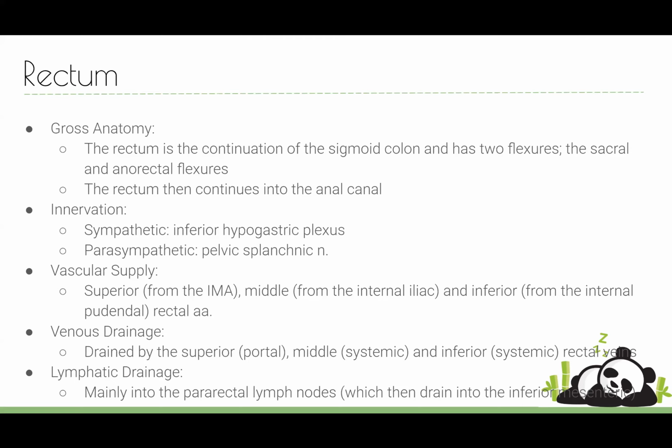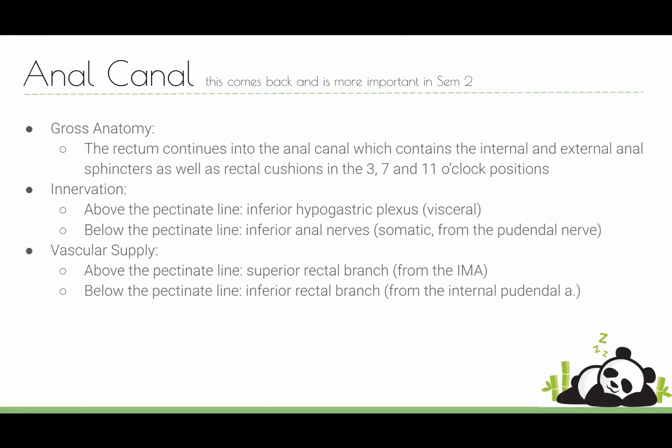The vascular supply: the superior is from the IMA, the middle is from the internal iliac, and the inferior is from the internal pudendal. And the venous drainage from the superior, the middle, and the inferior, where the middle and inferior rectal veins are systemic, whereas the superior is portal. The lymphatics drain to the pararectal lymph nodes, which drain to the inferior mesenteric nodes. Just quickly look. And then the anal canal.